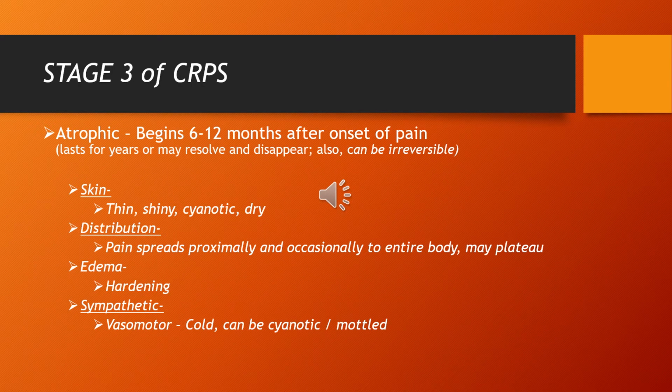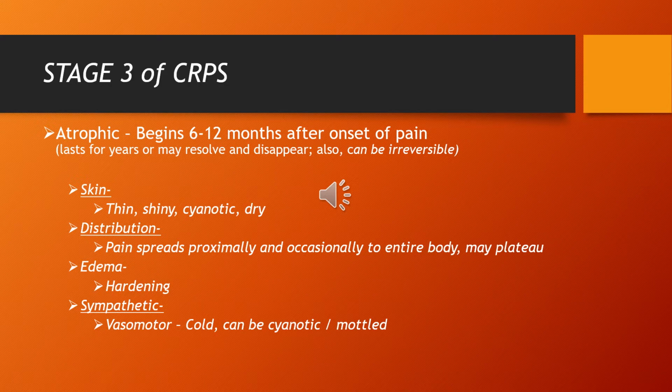In the final stage, stage 3 of CRPS, they call this the atrophy or atrophic stage. So we had the acute. The second stage was called dystrophic, and the third stage is atrophic. It can begin 6 to 12 months after the onset of pain. So we're looking at a situation where this could begin a year or even longer after the original inciting injury. And the bad thing about this condition is it can last for many years, may resolve and disappear, but also it can be irreversible. So this is the bad part of this disease or this affliction.